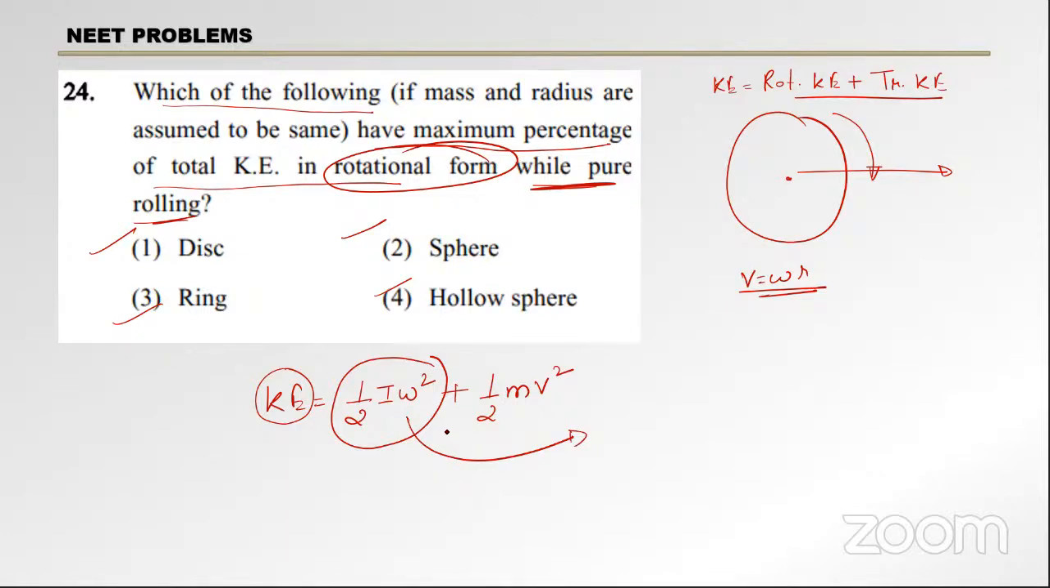Okay, let us assume velocity is constant. So half I omega square, omega is constant. So I will be variable. जिसका I moment of inertia ज़्यादा होगा, that will have maximum rotational energy. So moment of inertia of disk, if you forgot, I'll just write here. तो क्या होता था? mr square by 2.